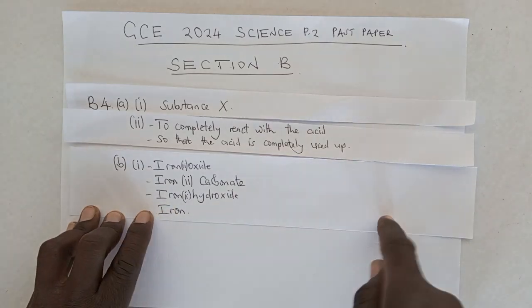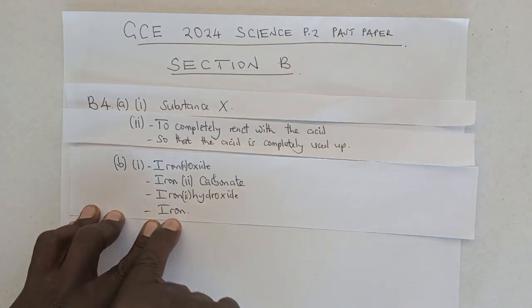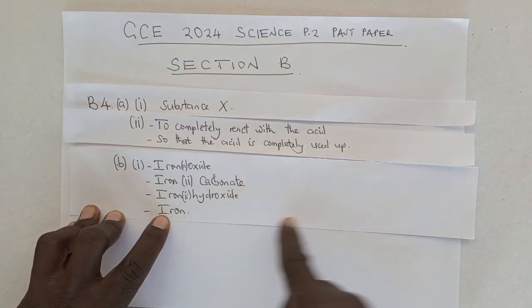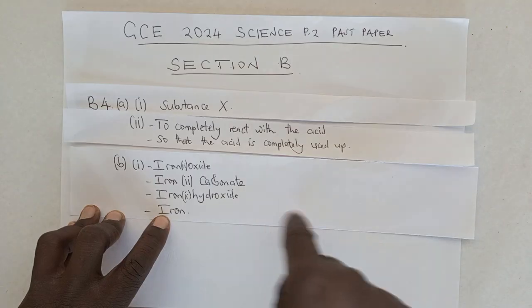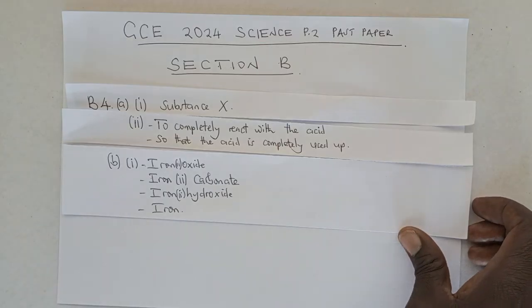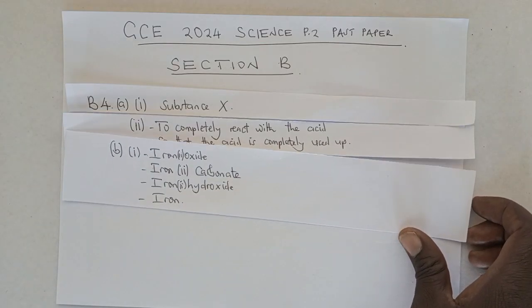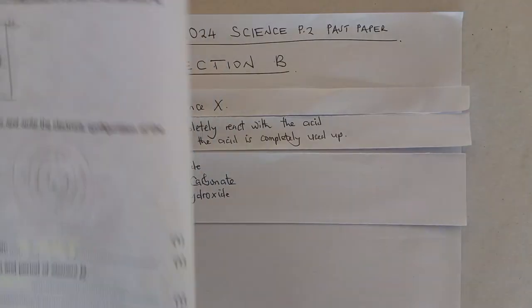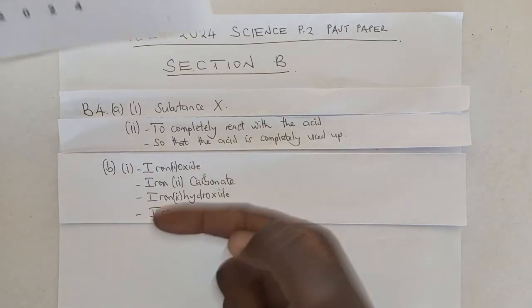which is iron chloride and water. Or you can still use the metal itself, iron plus hydrochloric acid, to give you iron 2 chloride plus hydrogen gas. Remember, that is one of the characteristics of acids. So now we move on to the next question. It's a suggestion, you can still just pick one of the listed.